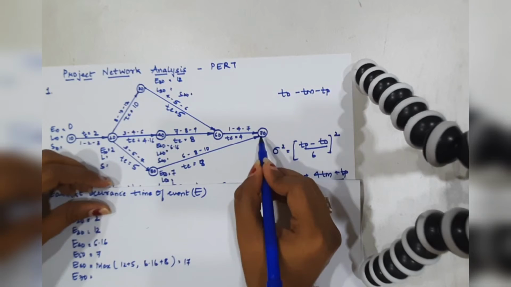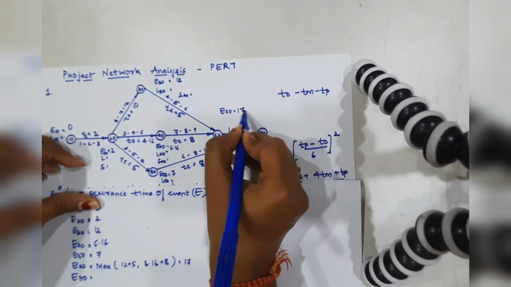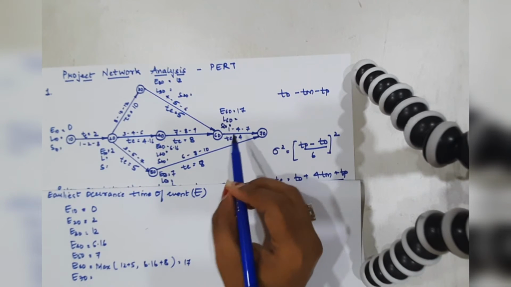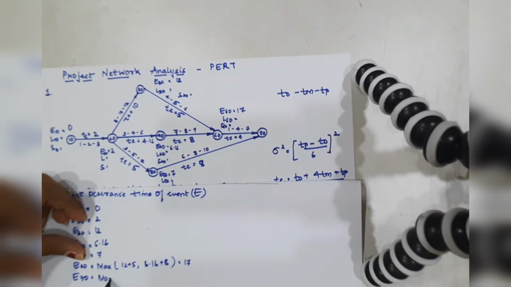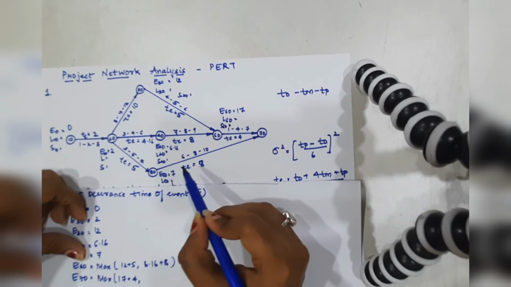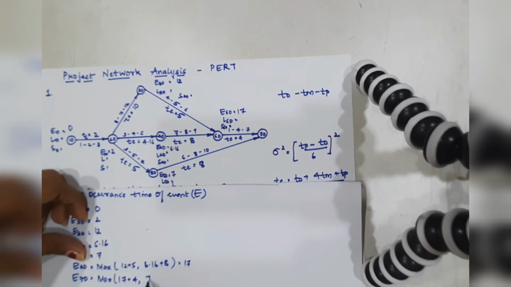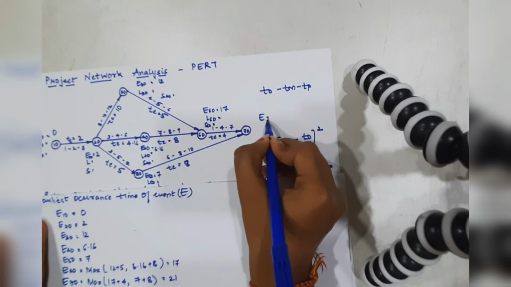Next let's go on to E70. It also has two arrows pointing towards it, so let's calculate. It would be 17 plus 4, and next would be 7 plus 8. So it would definitely be 17 plus 4, that is 21. Okay, so now we are done with calculating E.